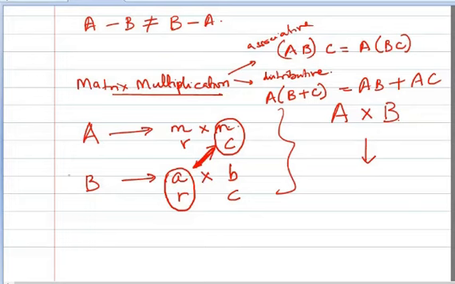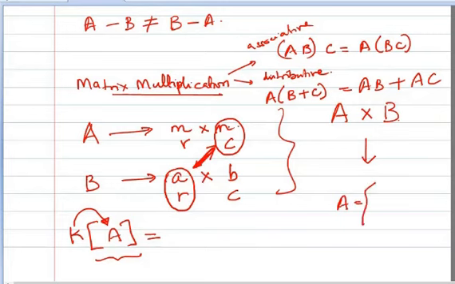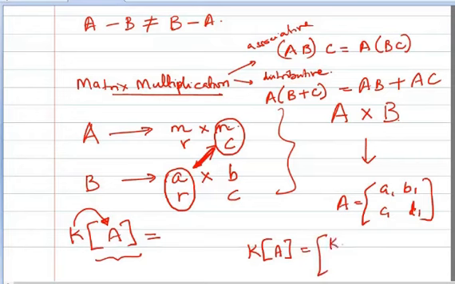If you have to multiply a matrix by a scalar, A is a matrix and K is some scalar, for this you have to multiply the scalar K to each of the elements in the matrix A. If matrix A is A1, B1, C1, D1, then K into the matrix A will give you KA1, KB1, KC1, KD1. So this is the multiplication of a matrix by a scalar.